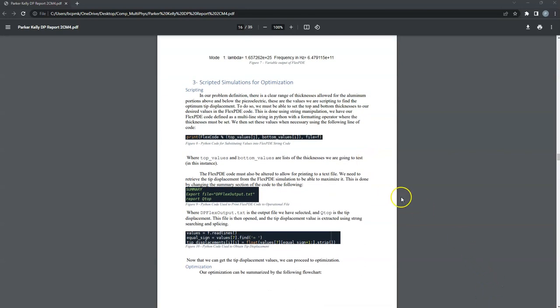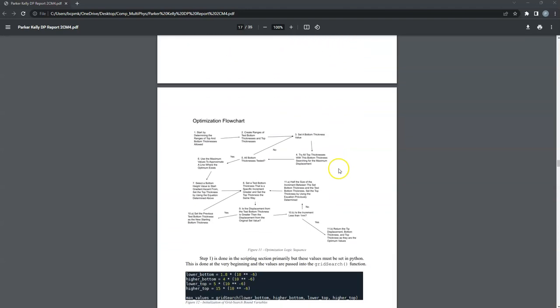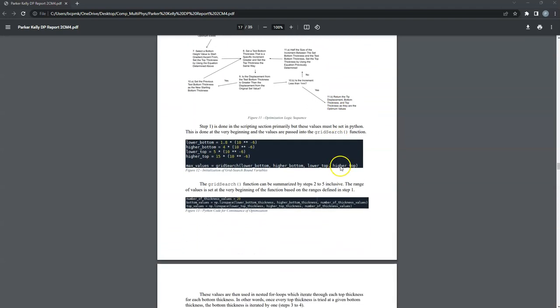For scripting, this is our code that we use to convert our flex out to Python. For optimization, we used a grid search, which sets upper and lower bounds, goes through those bounds at set intervals, and makes a grid that it searches through and takes the max values.